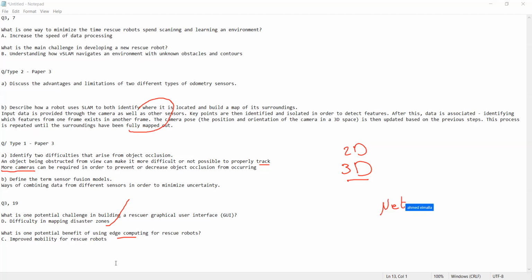If we are inside a building and the network communication is not there with the robot, that could be a problem. So we need to equip the robot with edge computing, which means it needs to be able to process the sensor data and other real-time processing on board. So we need to equip it with real-time processing power. That is called edge computing.